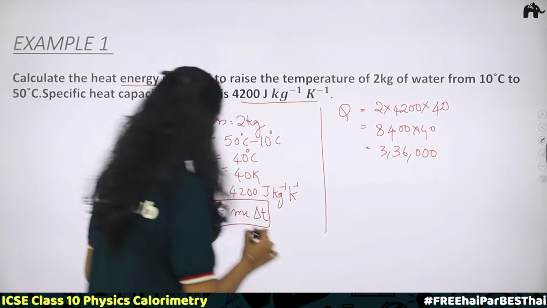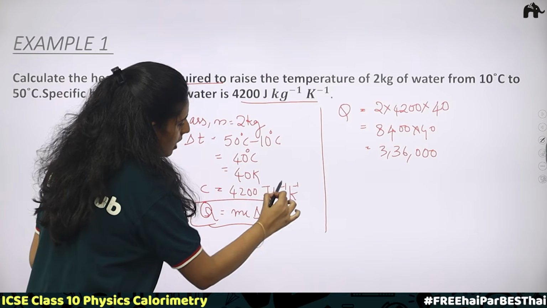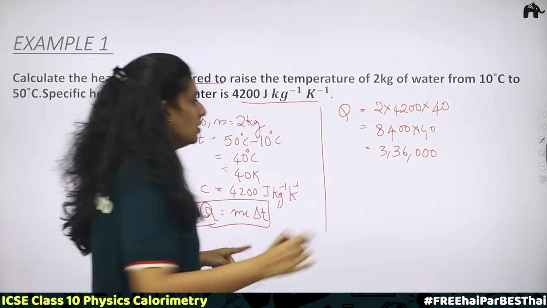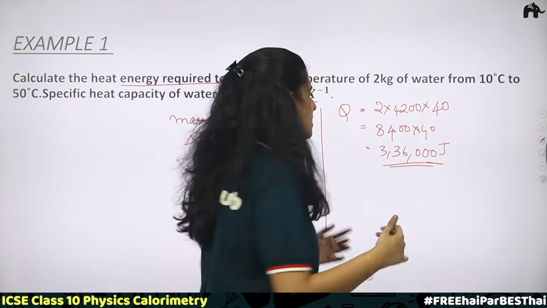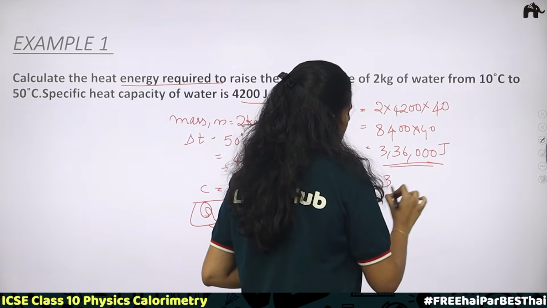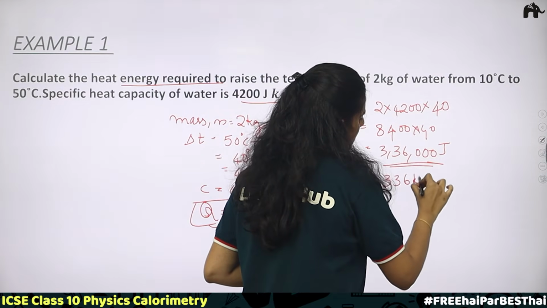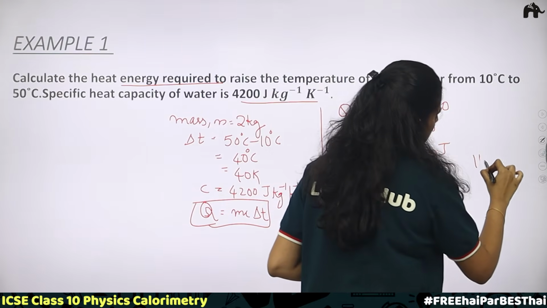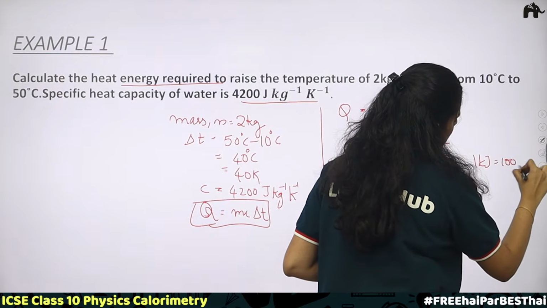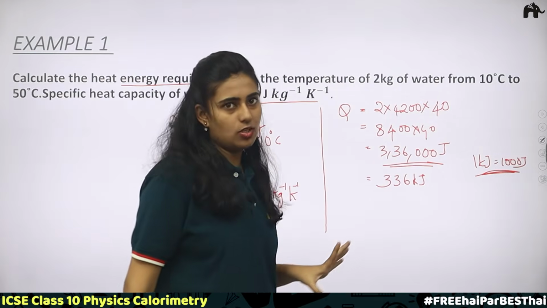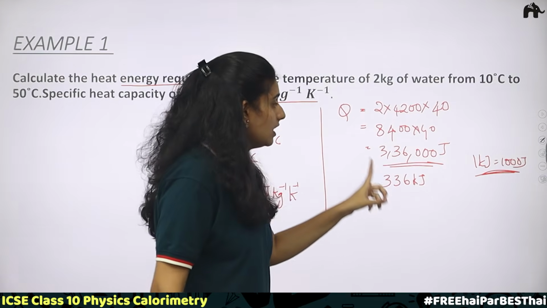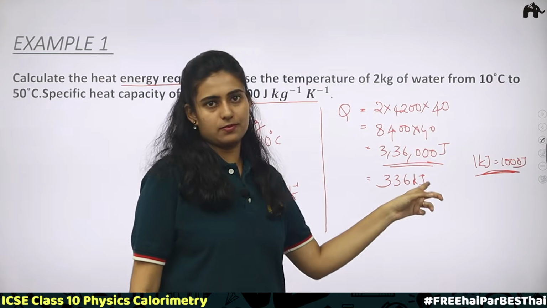Here the unit of specific heat capacity is joule per kilogram per Kelvin, which means the unit of heat energy will be joules. If you are expressing it in kilojoules, then 336 kilojoules, because 1 kilojoule is equal to 1000 joules. So this is a conversion. We got the heat energy required to raise the temperature, which is 3,36,000 joules.